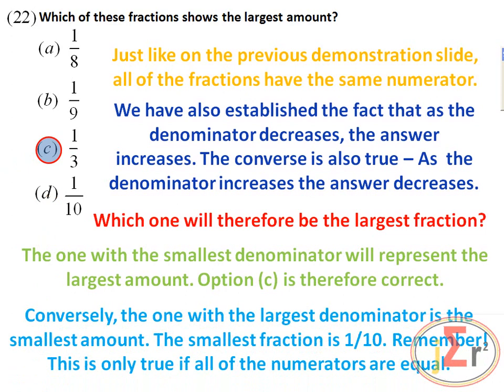Conversely, the one with the largest denominator is the smallest amount. Which one has the largest denominator, Jerry? Which one has the largest denominator in the options? Option D. Right. So because it has the largest denominator, it will have the what kind of amount? Smallest amount. Remember, this is only true if all of the numerators are equal.